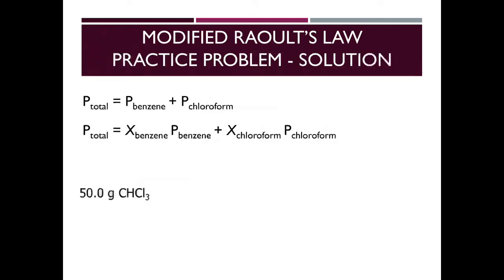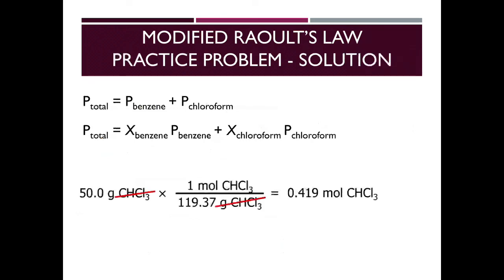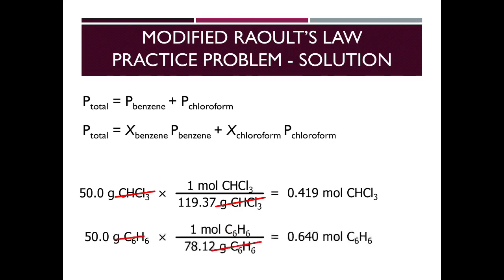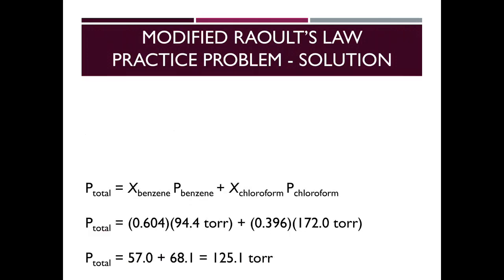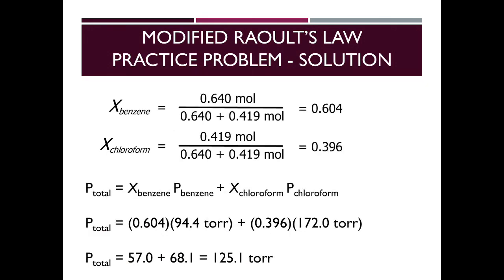So here I've kind of written it out. We take our 50 grams of chloroform, divide that by the molar mass, and we will figure out moles of chloroform. And we do the exact same thing for our benzene, divide that by the molar mass, and we will get moles of benzene. So once we have moles of each thing, we can go through and calculate it.